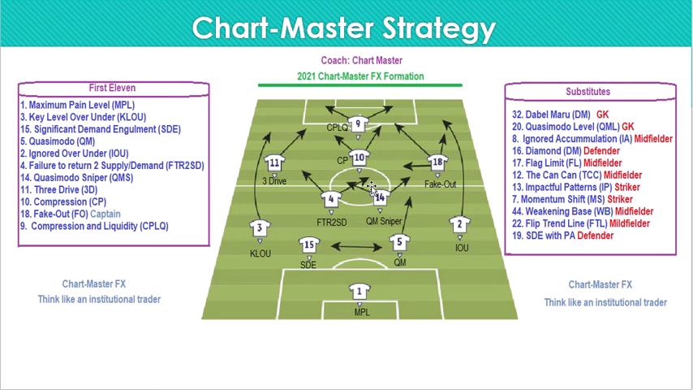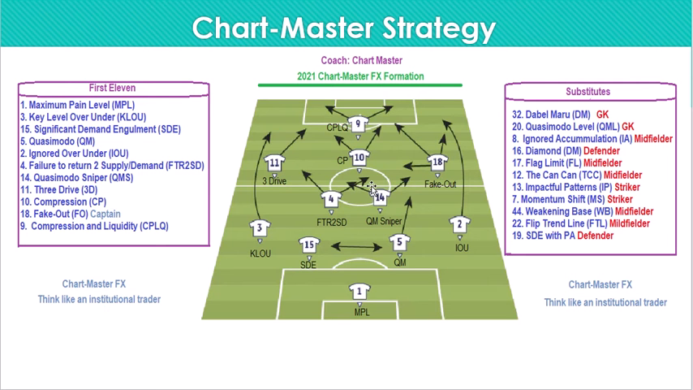So I want to give you an example. The impactful patterns are used in the top-down analysis, which means you are starting from a higher time frame. Let's say you are starting from the weekly, you go to daily, you go to the H4, you go to the H1 up to M1.